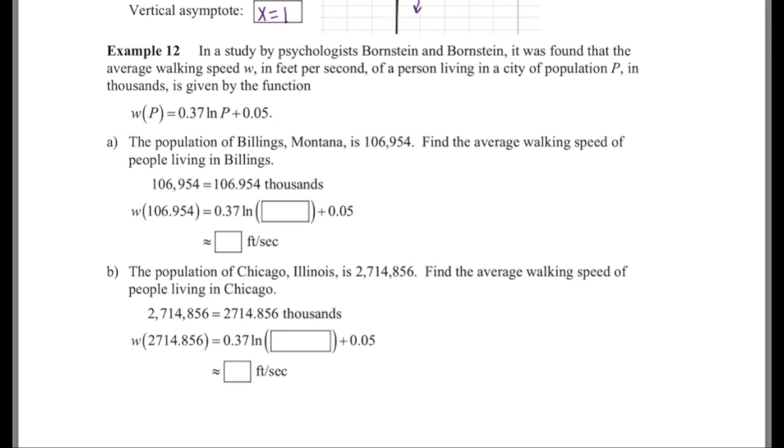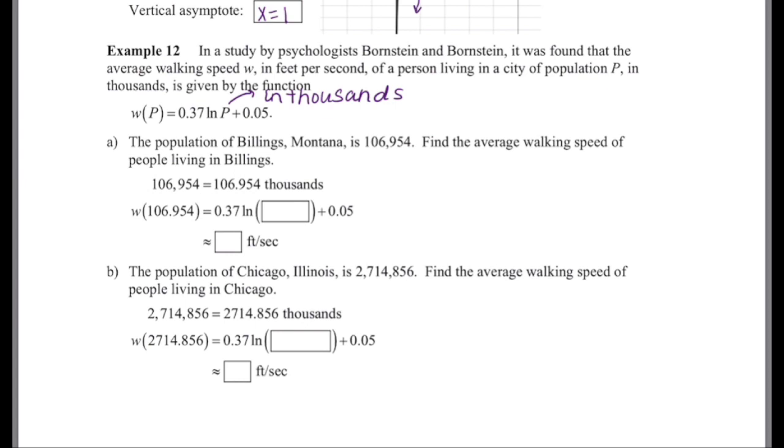In a study by psychologists Bornstein and Bornstein, it was found that the average walking speed in feet per second of a person living in a city of population P in thousands, so P is in thousands, that will be important, is given by this function. The population in Billings, Montana is 106,954. Find the average walking speed of people living in Billings.